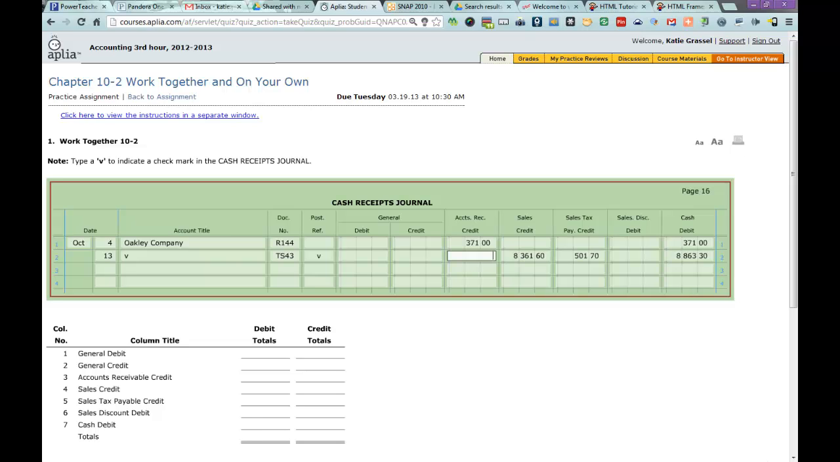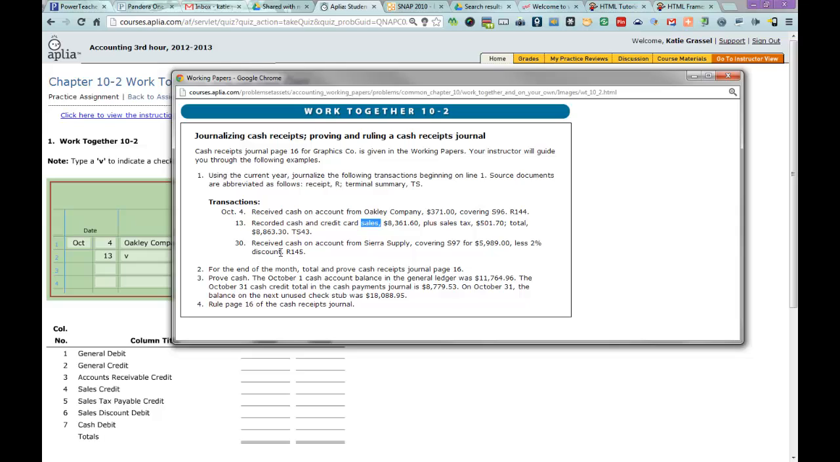Now, you will have an assignment where you are going to need to calculate all of the sales tax. What they would do then is they would say plus sales tax, and they would give you a percent. You would need to take your sales amount, multiply it by your sales tax percent, put it in here, and then add those two across to get your total cash. You will have an assignment like that in this chapter. Okay? The third transaction we're going to look at today, received cash on account from Sierra Company covering S97 for $5,998 less a 2% discount.